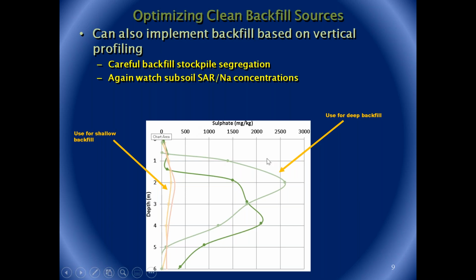So here we have the same 2 groupings of sulfate concentrations, but let's say that you're in an area where you have good soil quality, and your risk is being driven by your root zone. You're going to want to use this low salinity backfill material. But if you get to a certain depth, maybe it's okay to use some of the higher sulfate material, but you kind of would need to do a sulfate risk assessment.